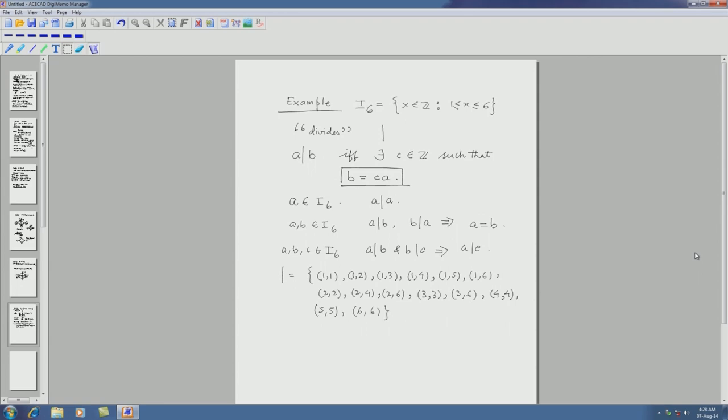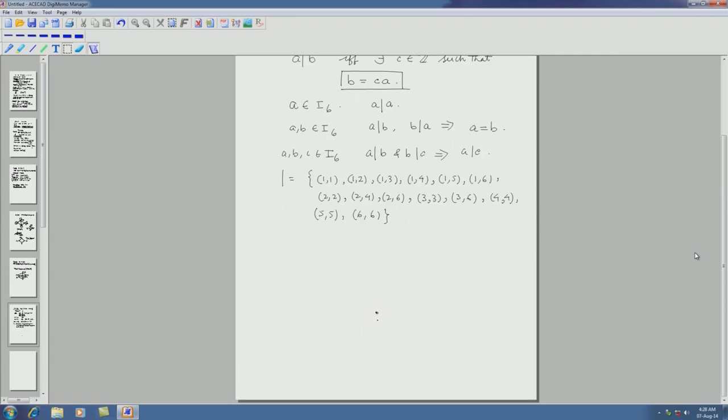Now, if I want to draw a Hasse diagram corresponding to this relation, I will keep 1 at the bottom because nothing divides 1, and then check out all the numbers, particularly the prime numbers. So, 1 1 I need not consider. So, I get 1 2, right. So, I will draw like this, and then let us consider 3 also. So, I have got 3. The 1 2, I have got 1 3.